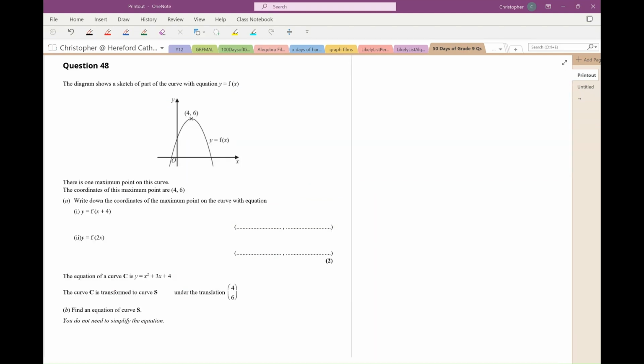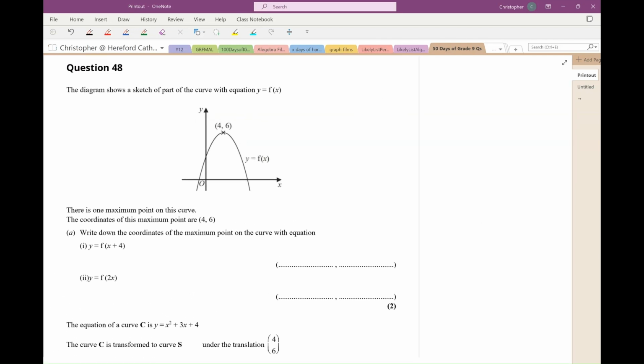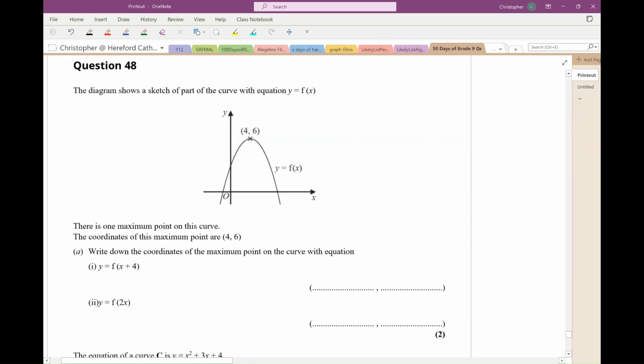Question 48. The diagram shows a sketch of part of a curve with the equation y equals f(x). There's one maximum point, marked at (4, 6). Write down the coordinates of the maximum point on the curve with the equation y equals f(x plus 4). That's going to be this curve moved 4 in the opposite direction, so move 4 that way. So it's not going to be 4 along anymore, and 6 up. It's going to be 0 along and 6 up.